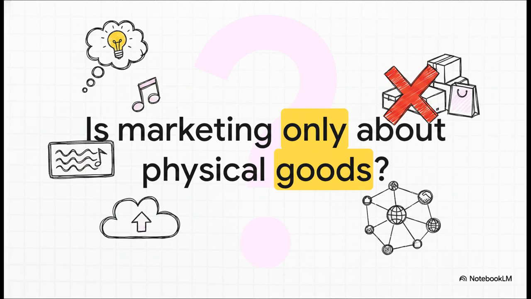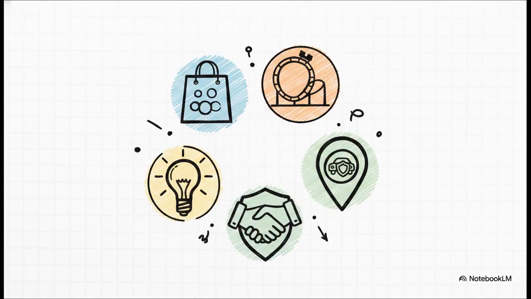If your professor throws a true or false question at you on this, the answer is a massive, resounding false. Yep, absolutely false, because there are actually 10 distinct domains of marketing. Sure, we have goods and services, but we also market events, experiences, persons, places, properties, organizations, information, and ideas. Think about Walt Disney World marketing Magic Kingdom experiences, or a public safety campaign marketing the idea that friends don't let friends drive drunk. Be totally prepared to identify which domain a specific example belongs to.